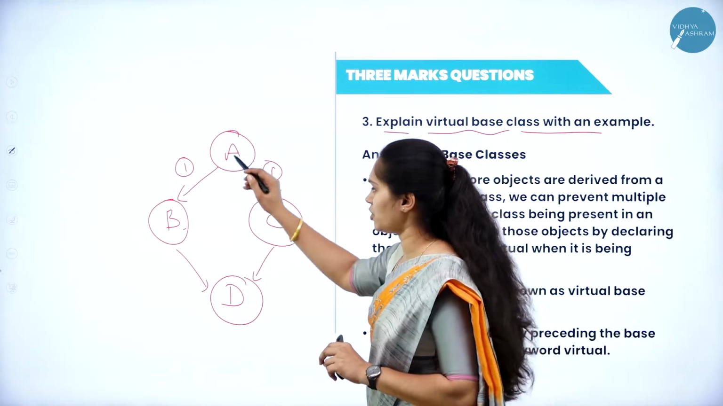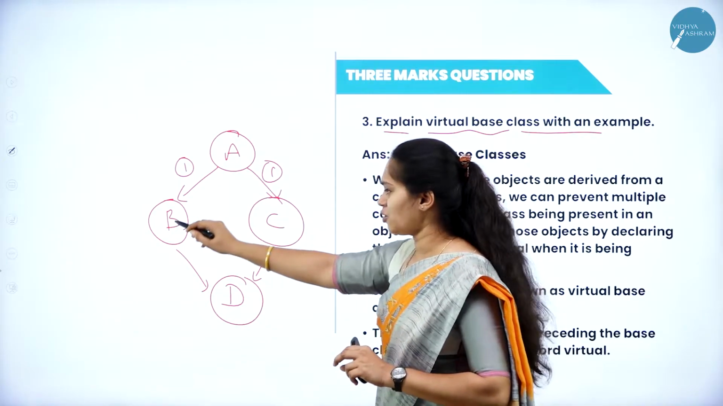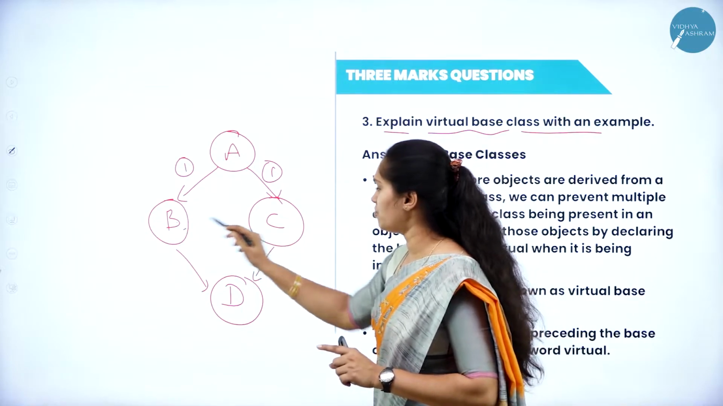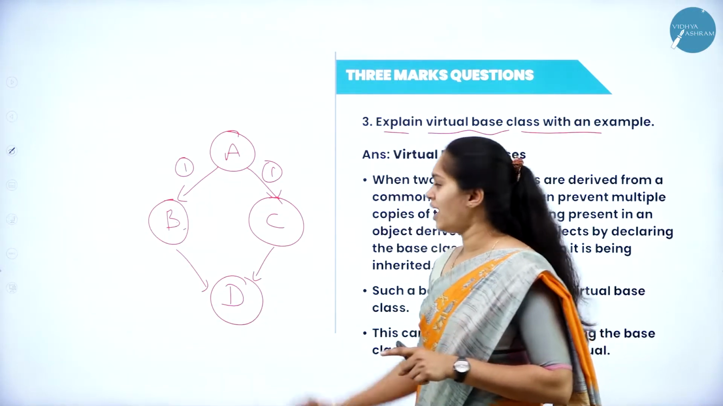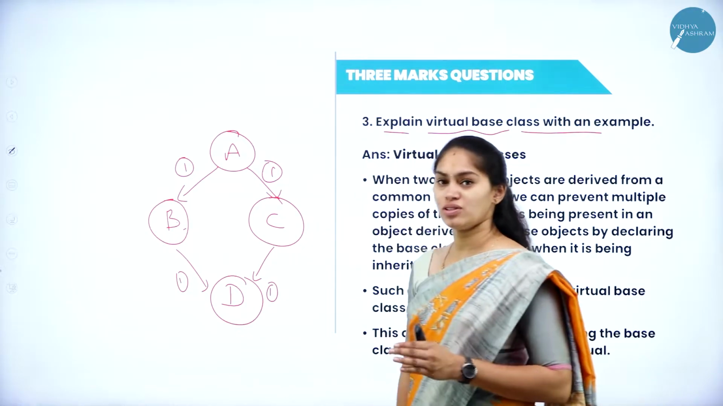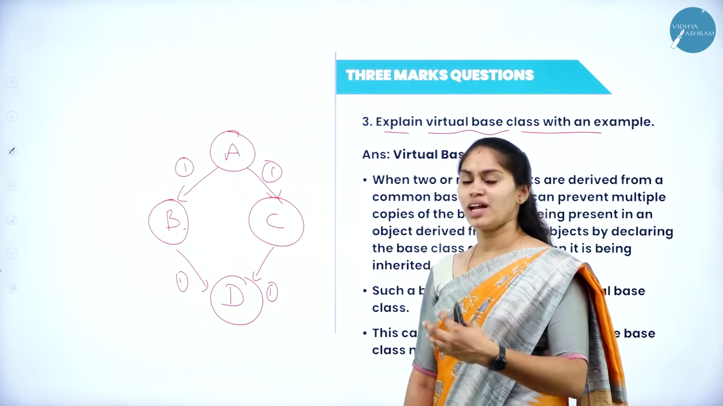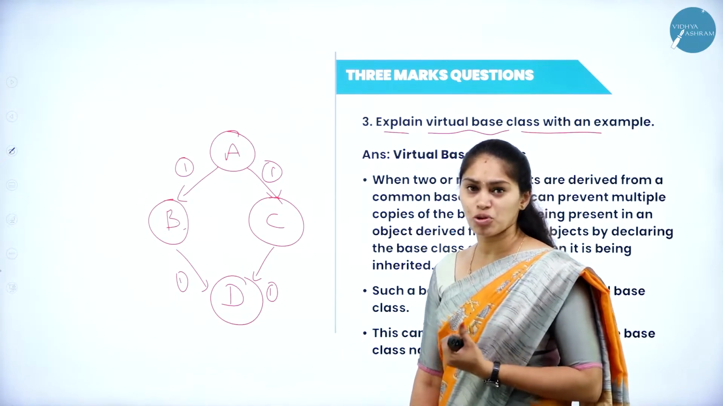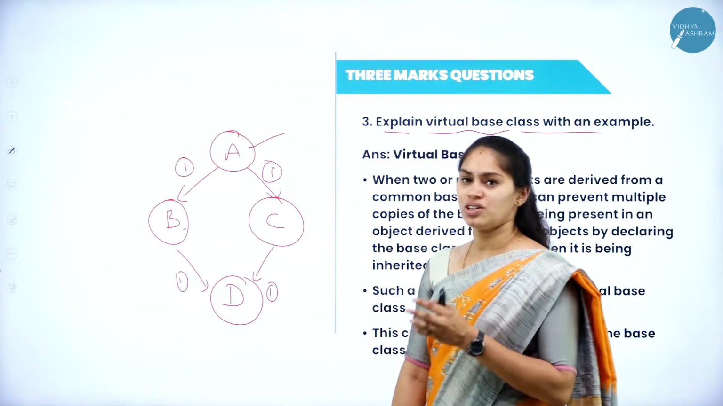That means we are going to get the content of A to B one time and A to C another time. If I am having the features of B and C in D, at that time I am going to get the content of A twice in D. So we are going to get multiple copies of A rather than one. That means we have to make this A a virtual base class.